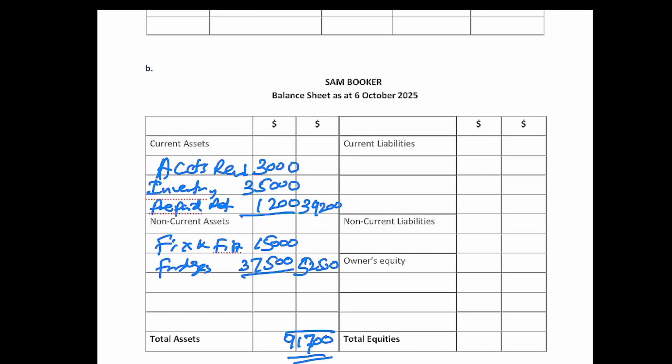Then current liabilities, how much is the bank overdraft? 3,700. Next one, accounts payable, how much? 15,000. Loan NZ, current part, how much? 6,000. Some people have written 3,000, wrong, should be 6,000. Why? Because per annum it is fixed at 6,000. Per month they are paying 500, meaning 6,000 per annum, that's fixed.